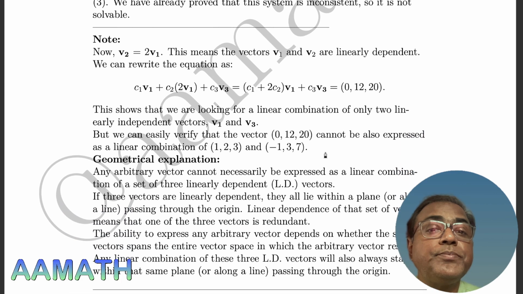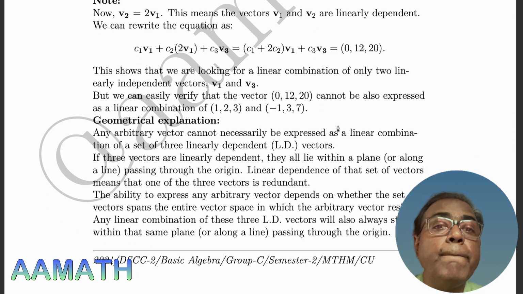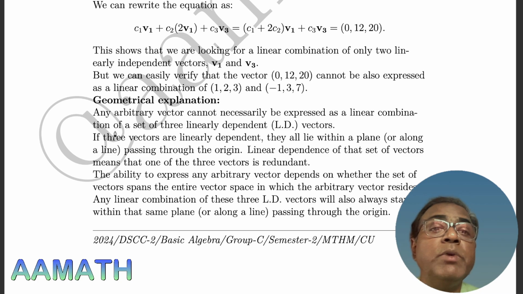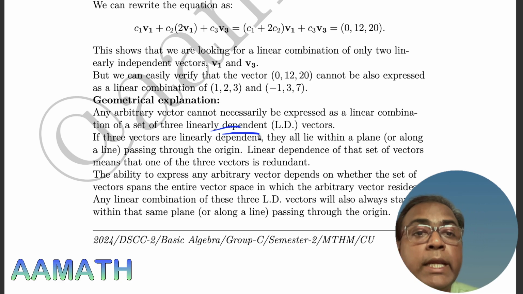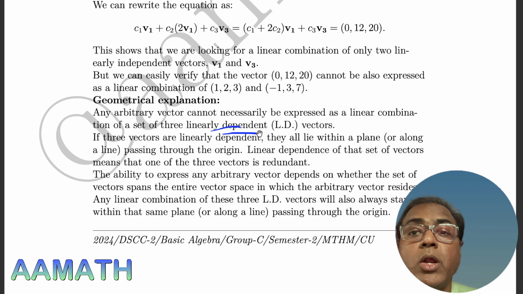Because of this geometrical explanation, any arbitrary vector cannot necessarily be expressed as a linear combination of a set of three linearly dependent vectors. If three vectors are linearly dependent, they all lie within a plane or along a line passing through the origin.